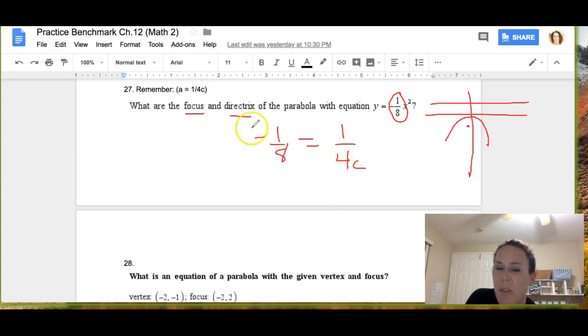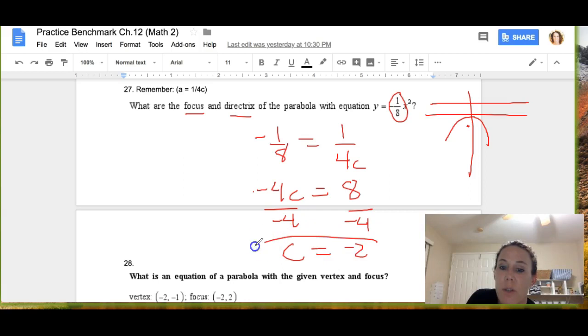If you want to cross multiply, you can do that. 4c times negative 1 is negative 4c, and then 8 times 1 is 8. Solve for c, divide by negative 4, and you're going to get c is equal to negative 2. So I know my c value is equal to negative 2.